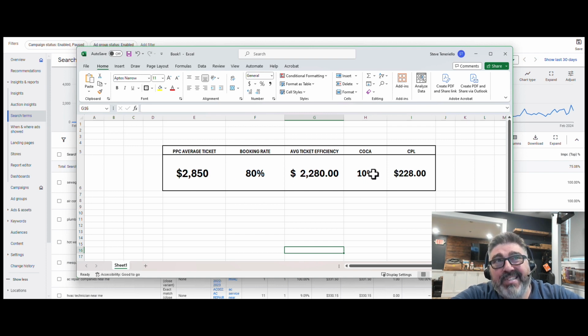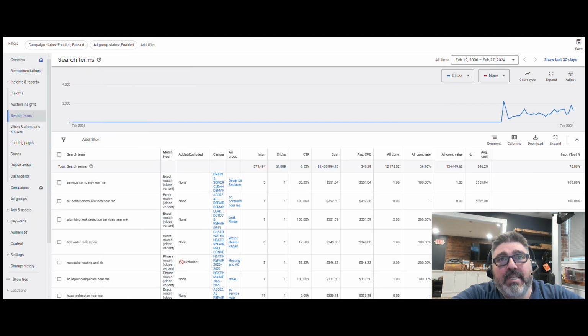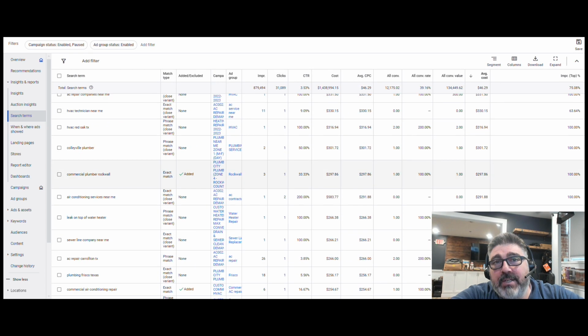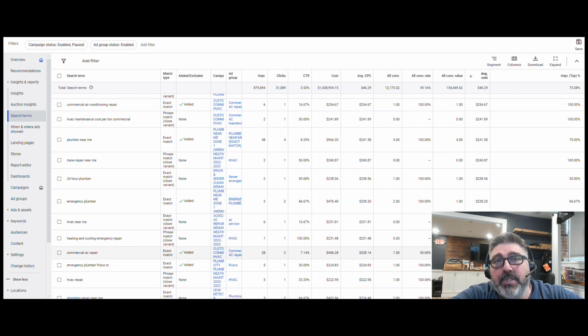I do not want to spend more than 10% to acquire a customer. That's my cost of customer acquisition. So that's 2,280 is my discounted average ticket after my book rate, which is my cost per lead on the high end, $228, right? So that, in this example, would be my floor. So as I manage, I want to go all the way down and address all of these keywords that are costing me money over $228, right? And it just happens to be right at this number, commercial AC repair, which this company does not do. So we'll eliminate that from the strategy.